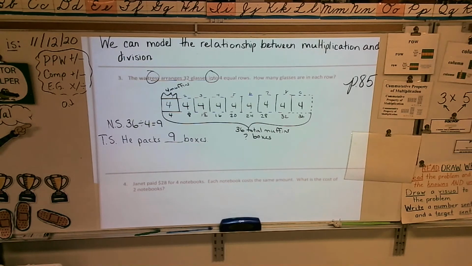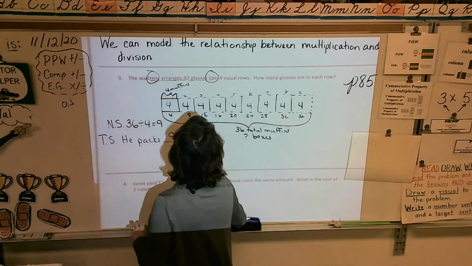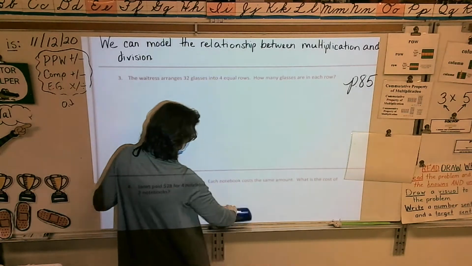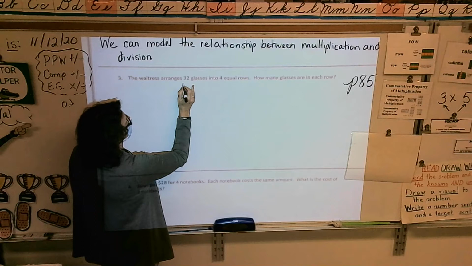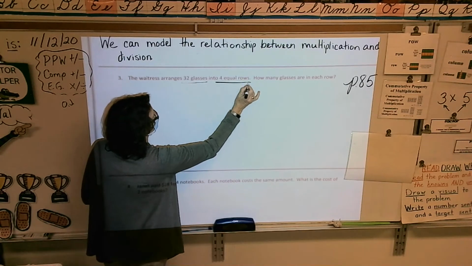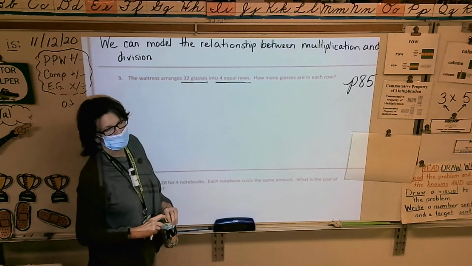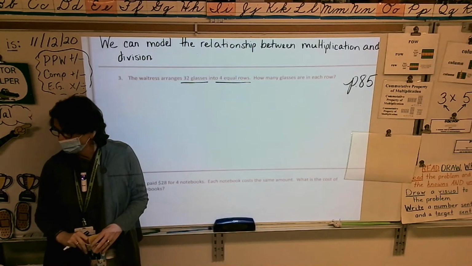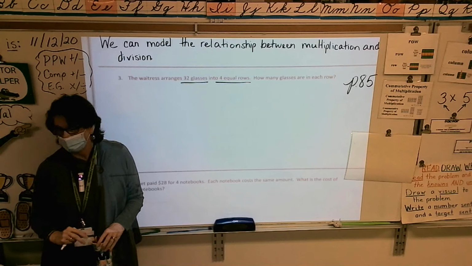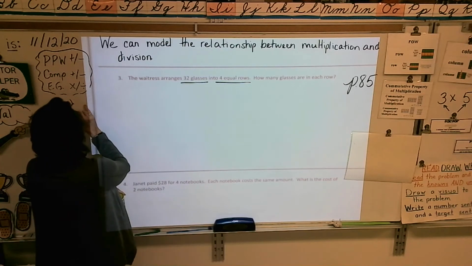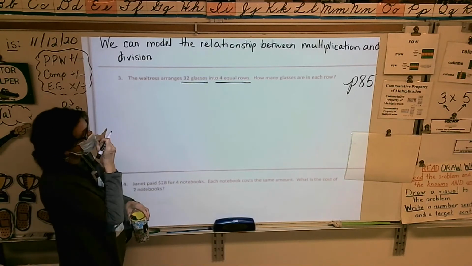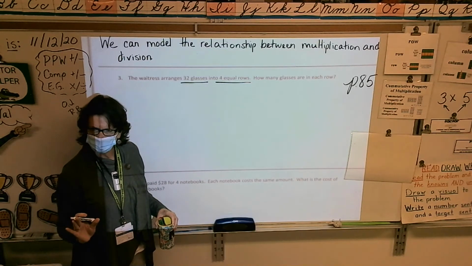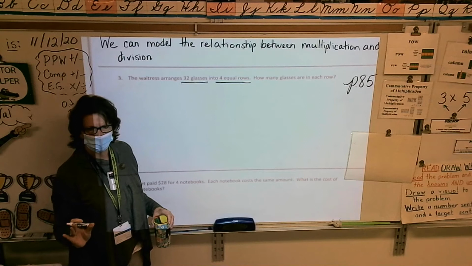It says the waitress arranges 32 glasses into 4 equal rows. So if I underline my notes, I've got 32 glasses into 4 equal rows. How many glasses are in each row? What picture are they prompting us to use for this one, Raga? Nice job. I love your complete sentence. They're prompting us to use an array. So 4 equal rows. So how do I show 4 rows? What's the quickest way to show 4 rows? Eli?